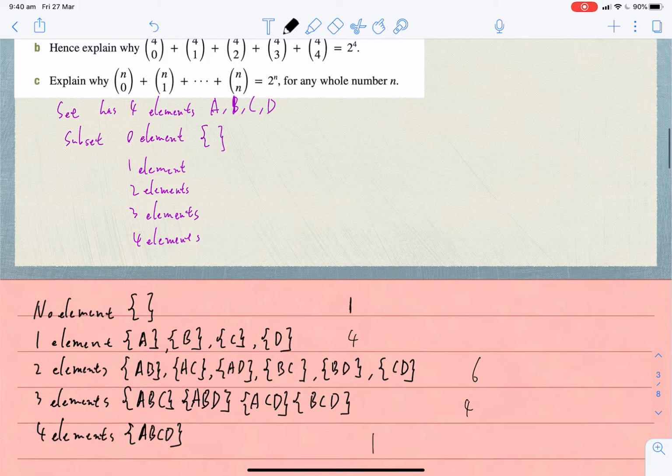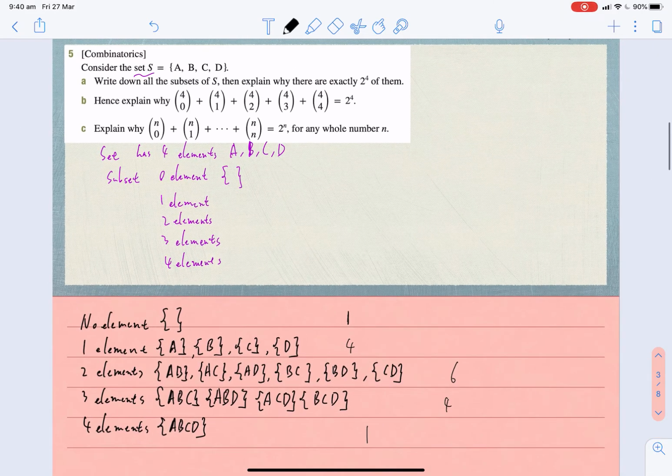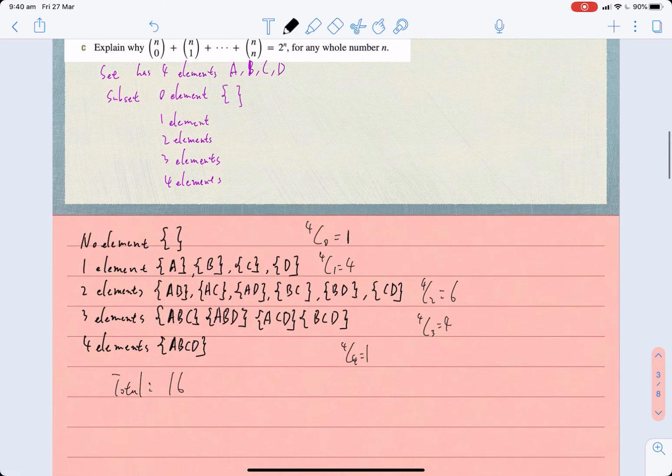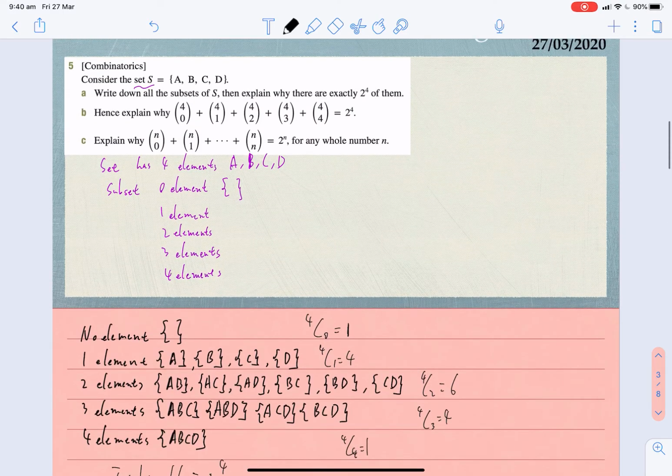Okay. Have a look at this. It's basically combination. So you have 4 choose 0 is 1, 4 choose 1 is 4, 4 choose 2 is 6, 4 choose 3 is 4, and 4 choose 4 is 1. If you add them all up, the total is 1 plus 4 plus 6 is 11, 15, 16. So 2 to the power 4. We basically just proved that.